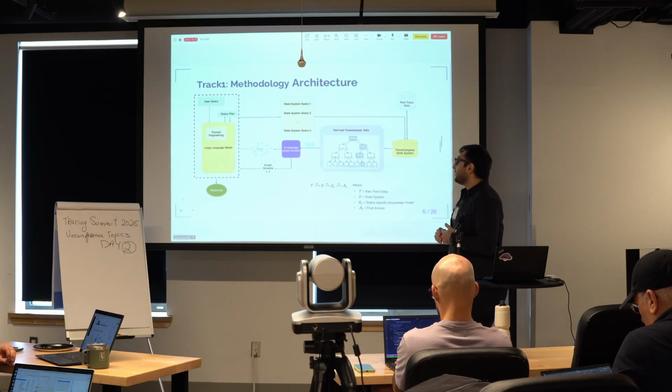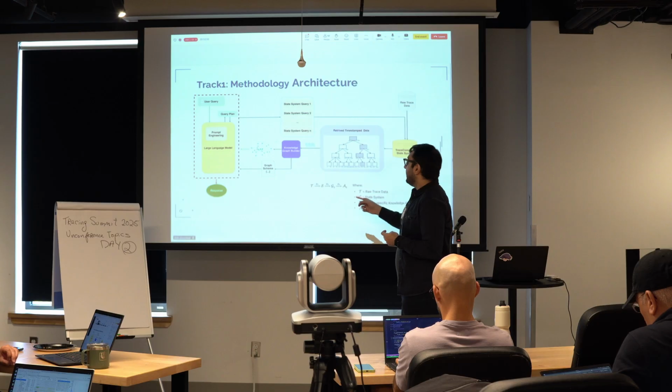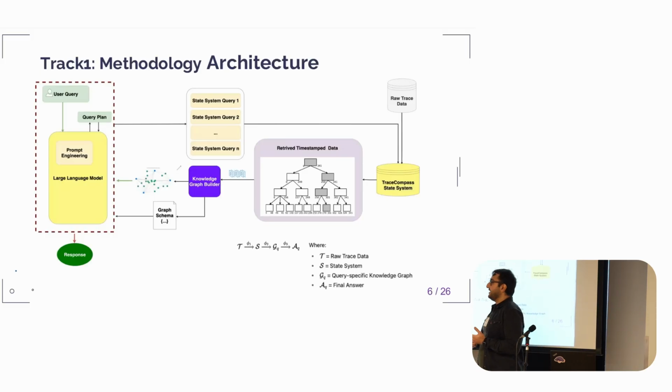That's why we are using this state system. The next layer is going from the state system to the knowledge graph. When a user asks a system-related question, based on the user's question, we only pull the relevant data, the relevant system attributes, from the state system.